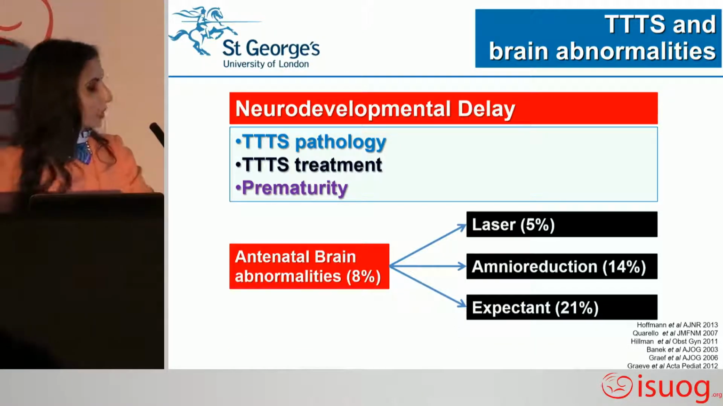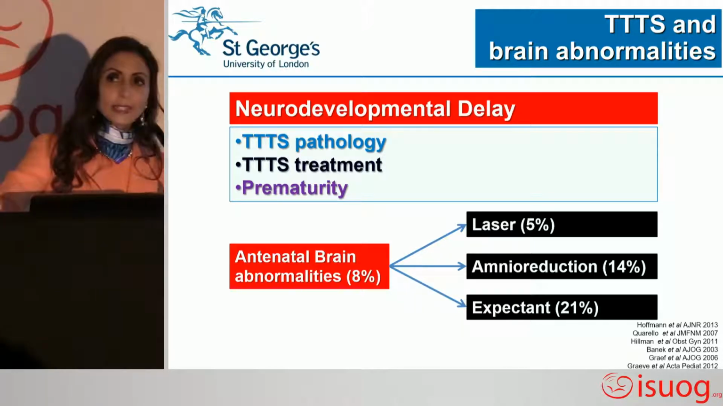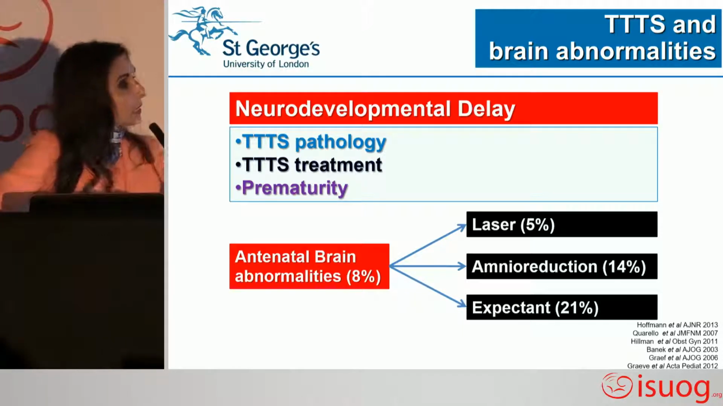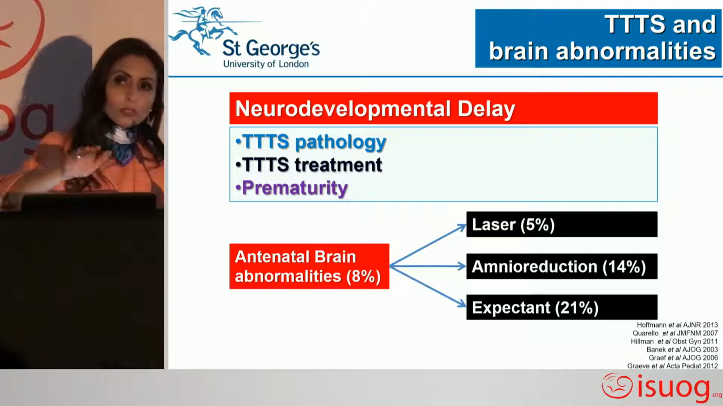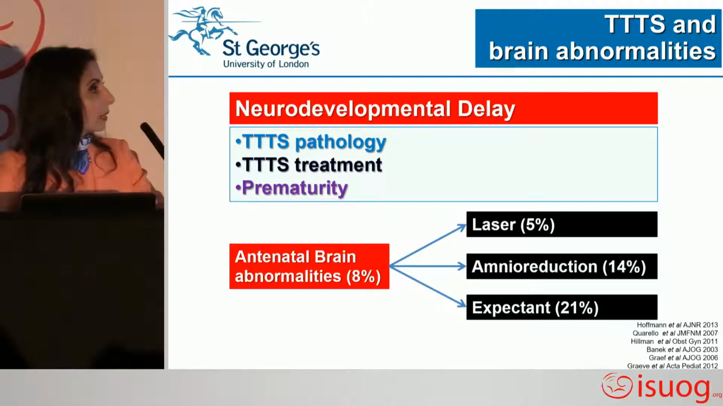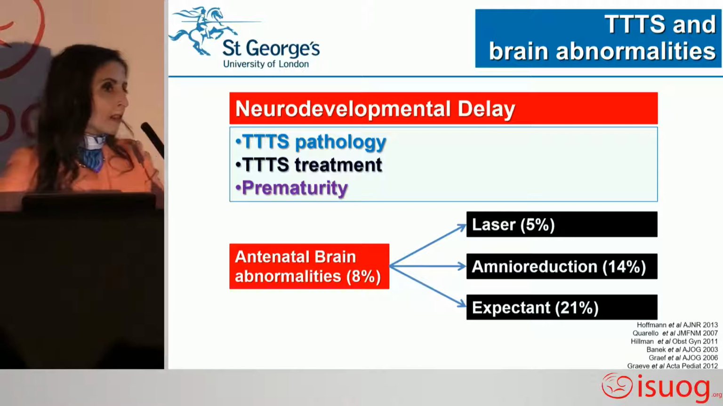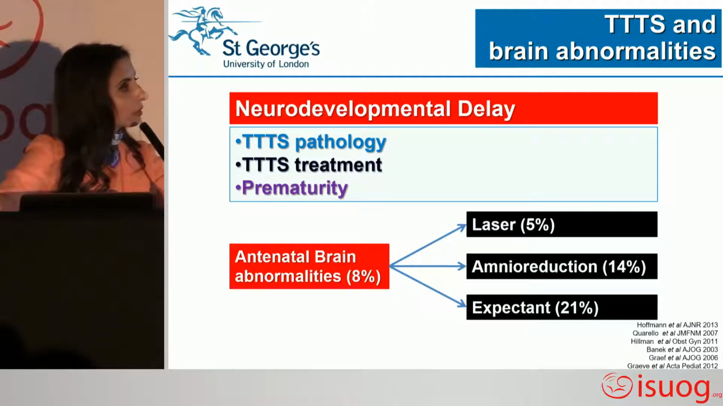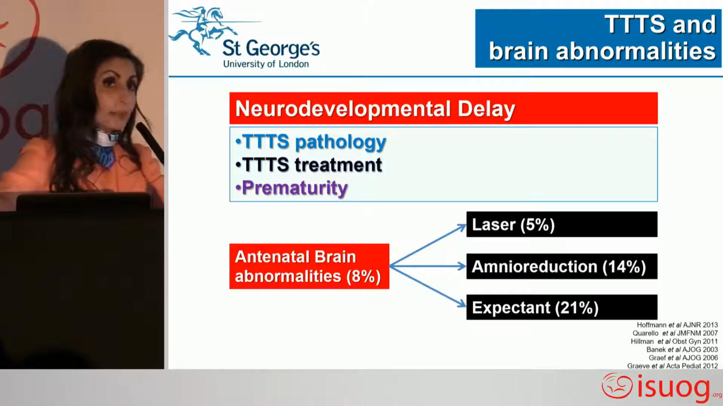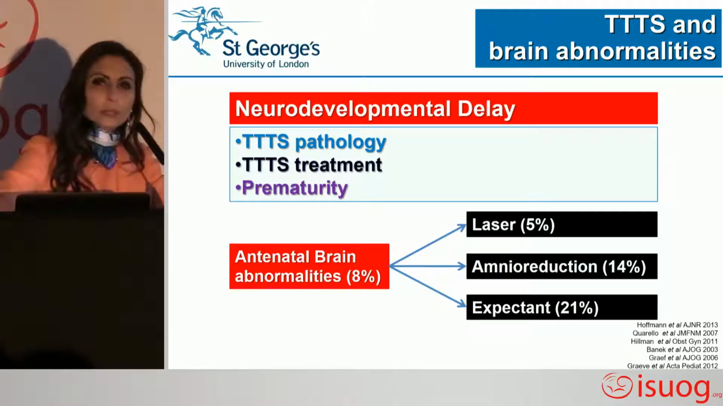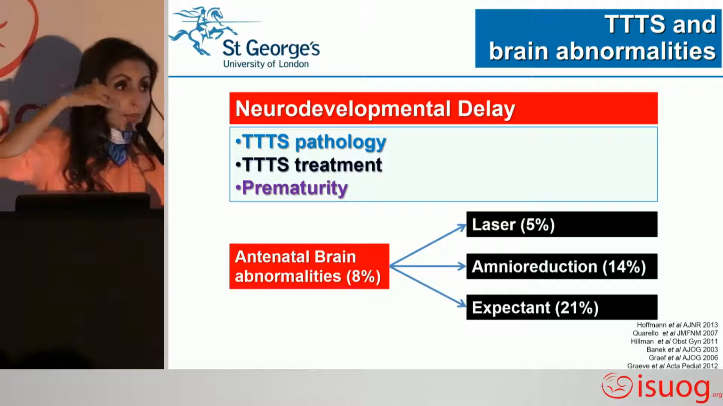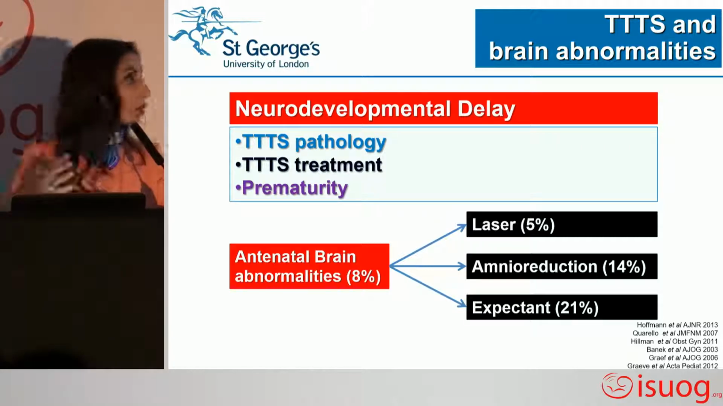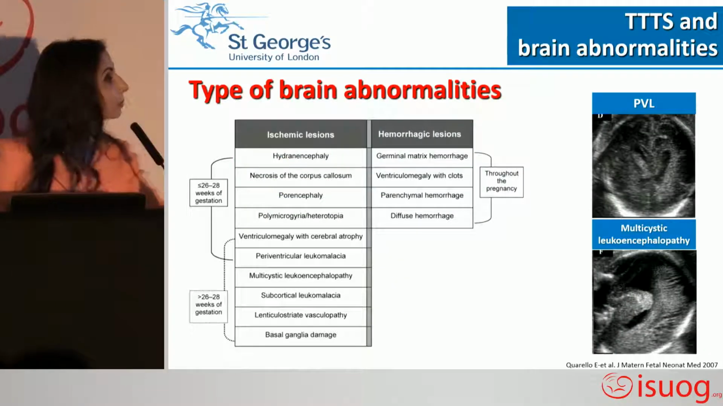So if you look at the studies in the literature and look at the incidence of antenatal brain problems or brain abnormalities, it actually varies according to the management. In cases that had laser, the incidence is about 5%. In fact, the recent studies maybe even less than that. In cases that had amnioreduction, it was about 14%. And in cases that had expectant management and the baby survived, it was about 21%. So you see the incidence of brain abnormalities differs, and is lower in the laser treatment.